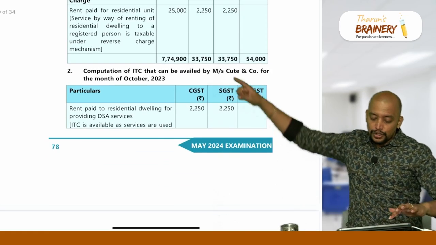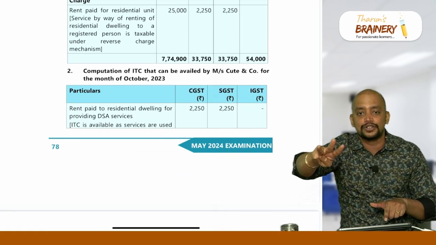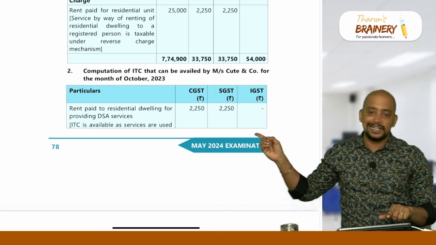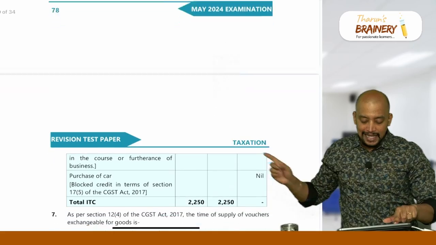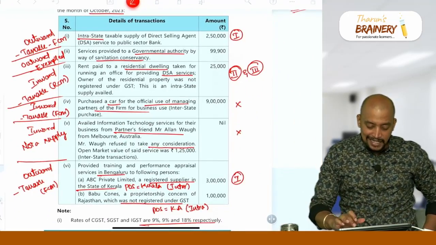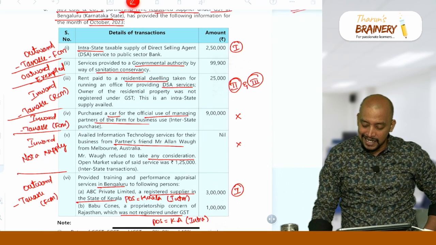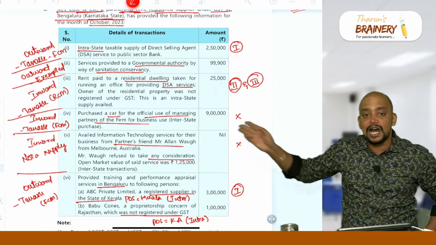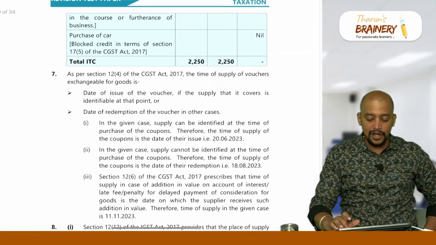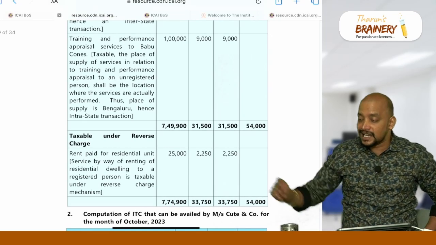So see this 2,250, 2,250 come in ITC column also. ITC statement 3 also. Because whatever is there in statement 2 should come in statement 3 also, GST paid under RCM. Then next one, so any other inward supply on which they can take ITC? No, there is no inward supply on which they can take ITC. Because blocked credit, car purchased is blocked credit, so only one inward supply they have on which ITC can be taken. Now listen, what is their gross liability?